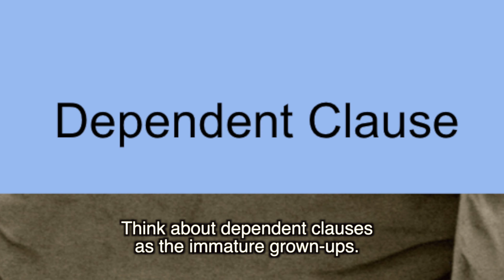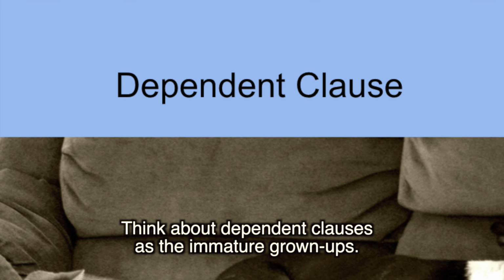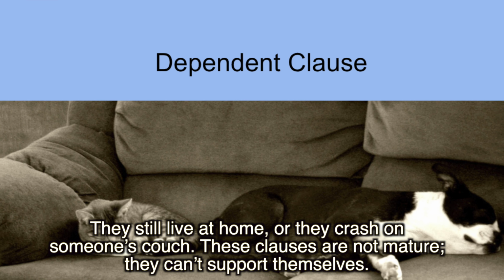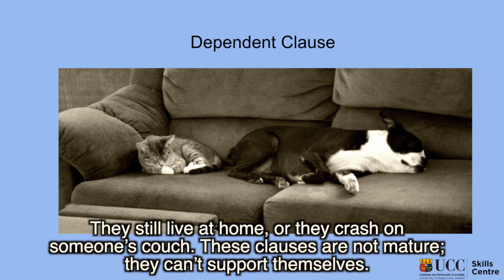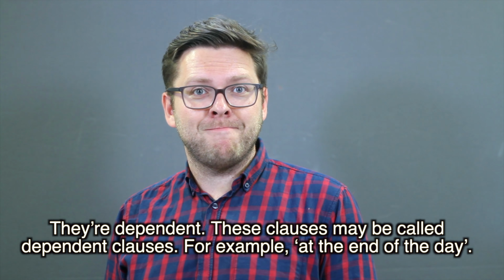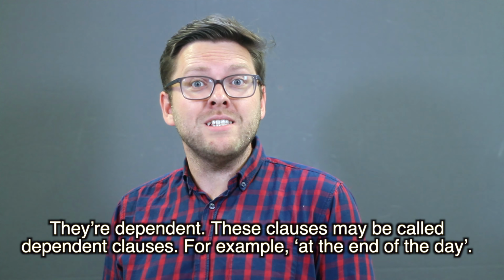Think about dependent clauses as immature grown-ups. They still live at home, or they crash on someone's couch. These clauses are not mature. They can't support themselves. They're dependent. These clauses may be called dependent clauses.